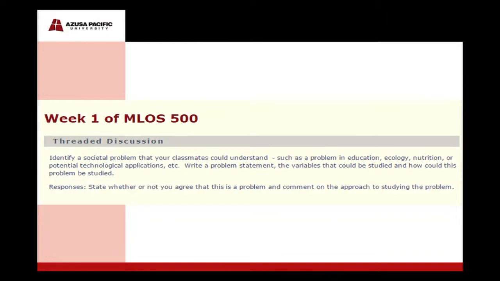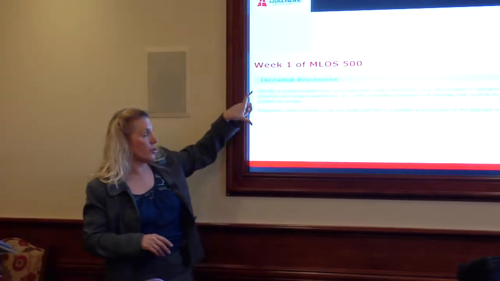Here's an example. This is from the research course that I'm just finishing up. I'm just showing you an example. For the first week, it says, identify a societal problem your classmates could understand, such as a problem in education, ecology, nutrition, etc. Write the problem statement, variables that can be studied, and how this problem could be studied. Because it's the first week, we're just working on prior knowledge.